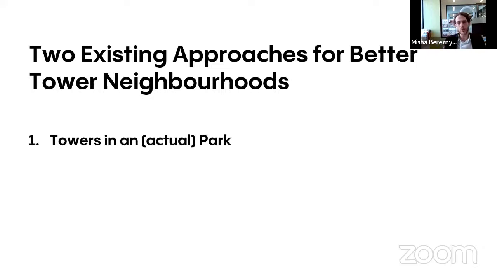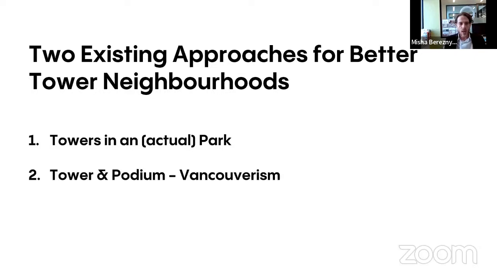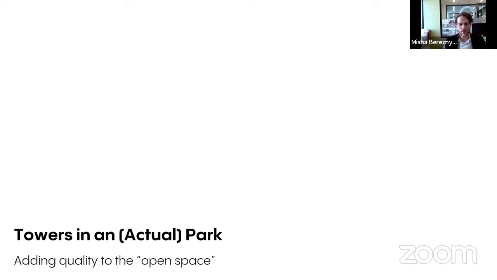So one of them is what I call towers in an actual park, which fundamentally are approaches that take the original idea of towers in the park and actually implement it successfully, which hasn't really happened until maybe 20 years ago. The first approach is pretty common to East Asia, and the second is mainly North American and even specifically Canadian. It's the tower and podium approach, or somewhat synonymous with Vancouverism. So let's start with the first one.